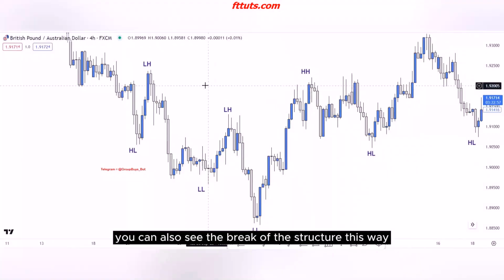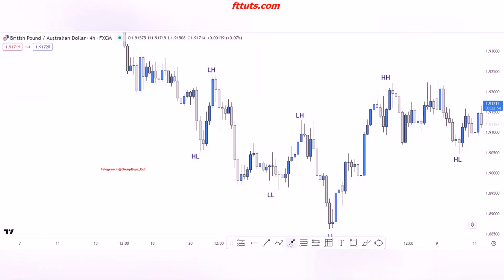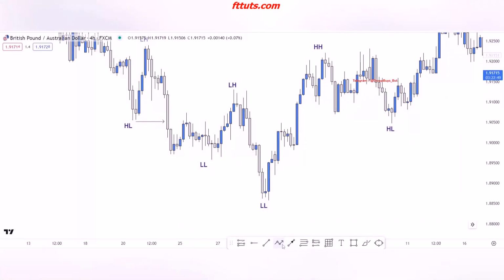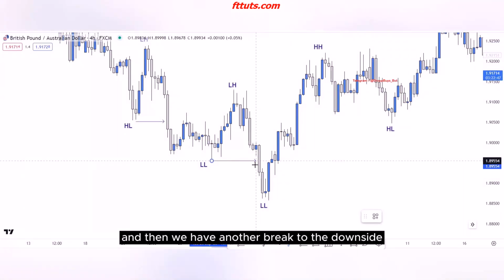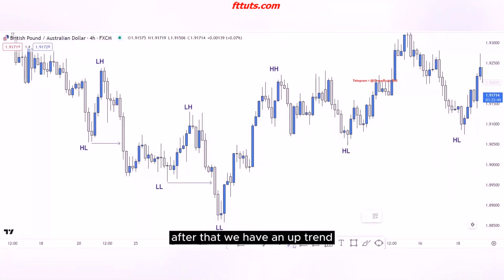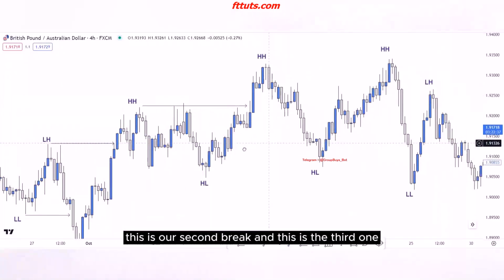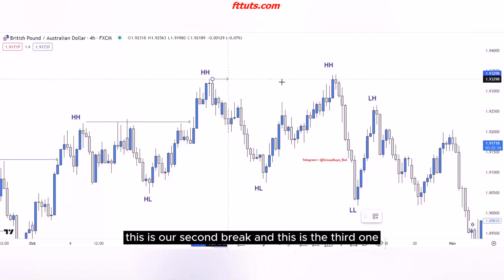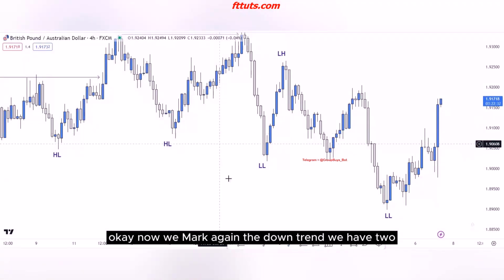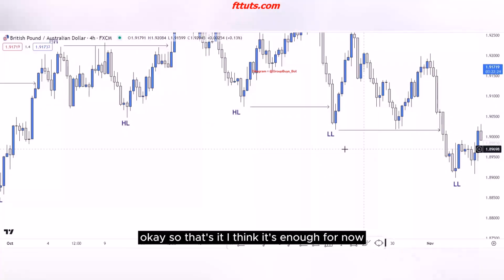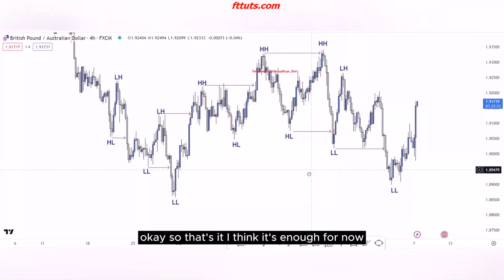You can also see the break of the structure this way. So we have this break, and then we have another break to the downside. After that, we have an uptrend. So this is our first break. This is our second break. And this is the third one. Okay, now we mark again the downtrend. We have two. Okay, so that's it. I think it's enough for now.